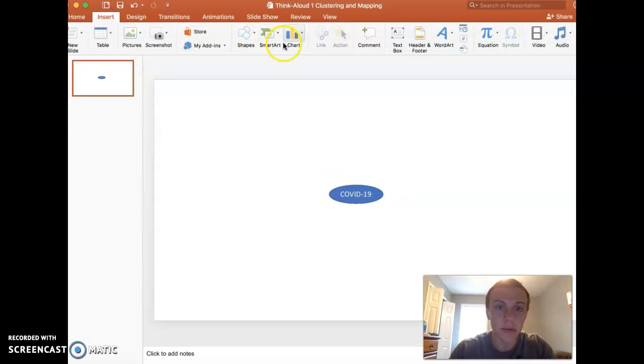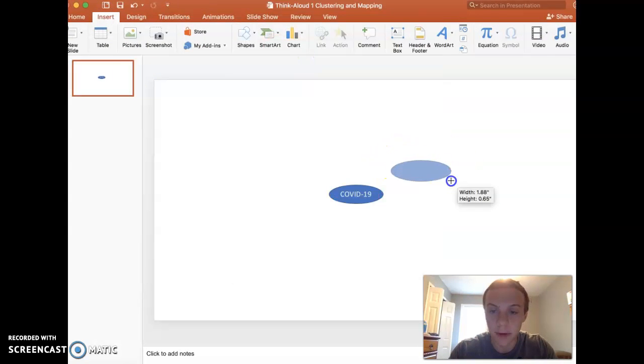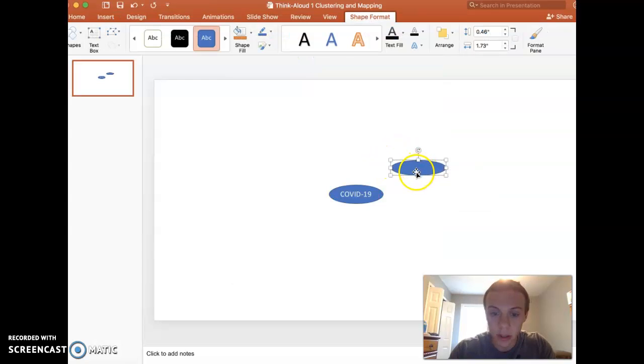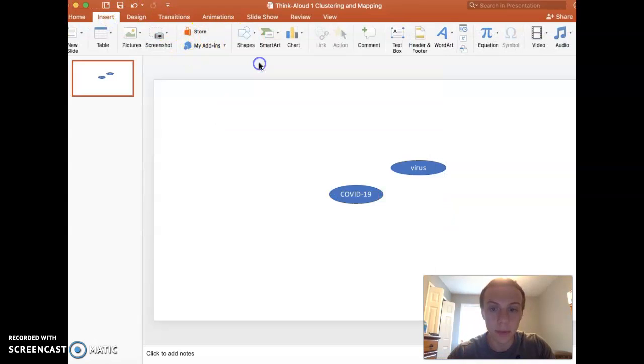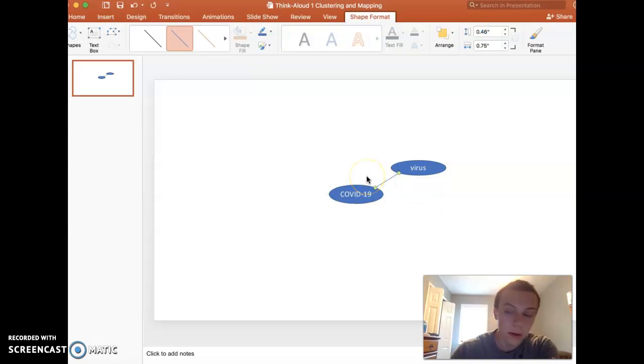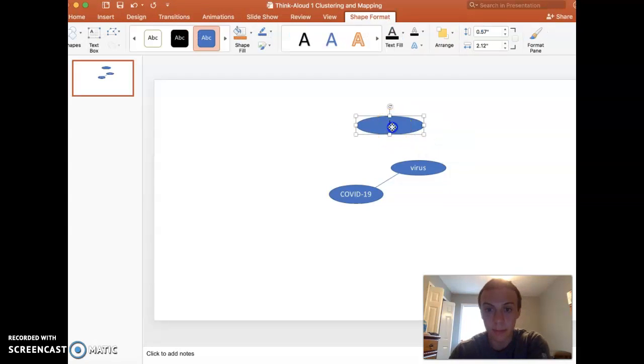And what's something that comes to mind first when I think about COVID-19? Well, I think that it's a virus. So we talked about at the beginning how viruses are a type of pathogen, and that's something that will cause disease. And so COVID-19 is a virus. All right, what else do I know about viruses? Well, I know that viruses are microscopic, really tiny. So we'll make a box here, microscopic.